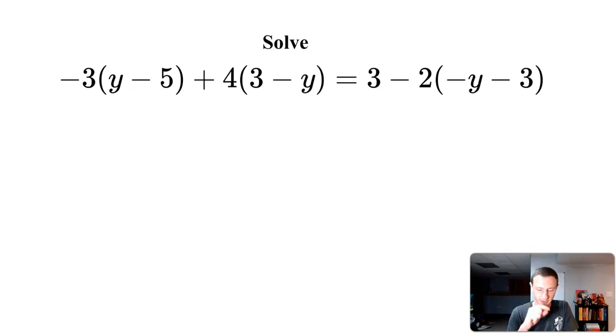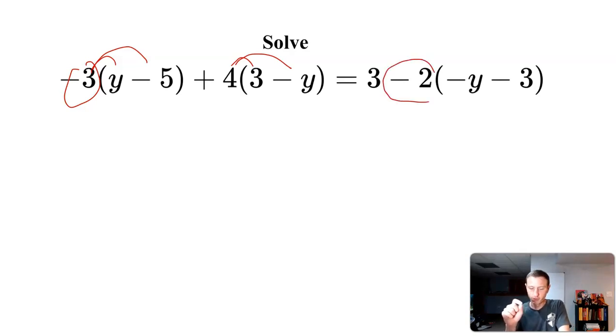So the first thing I want to do is distribute. So I'm going to do -3 times y, -3 times -5. I'm going to do 4 times 3, 4 times -y. And then on the other side of the equation, I have this -2 times -y minus 3. So what I have to do here is distribute the -2, because it's going to be -2 times -y, -2 times -3.